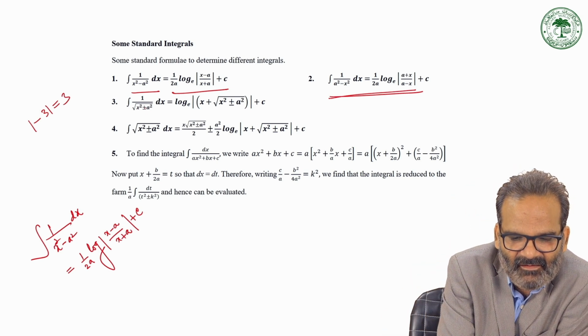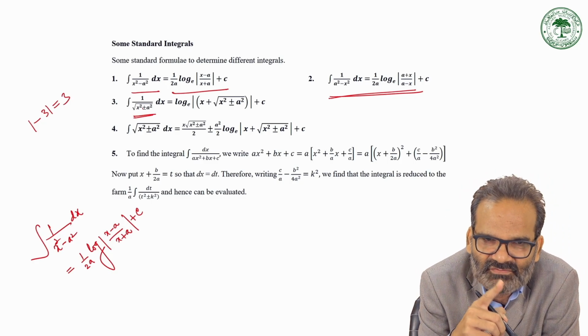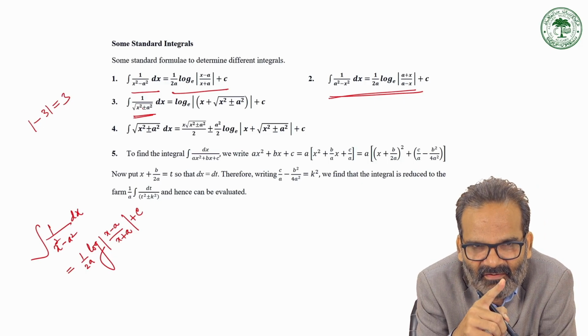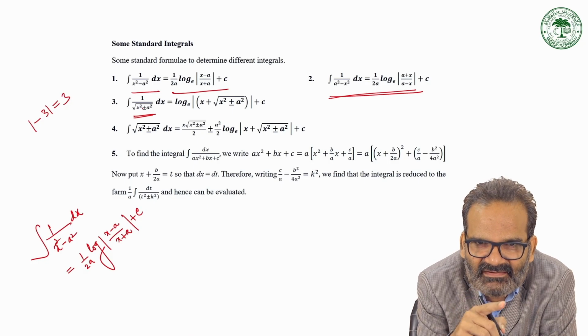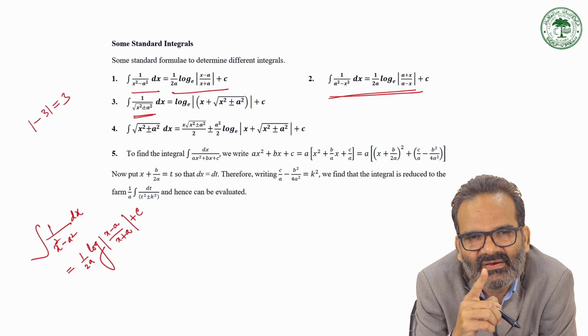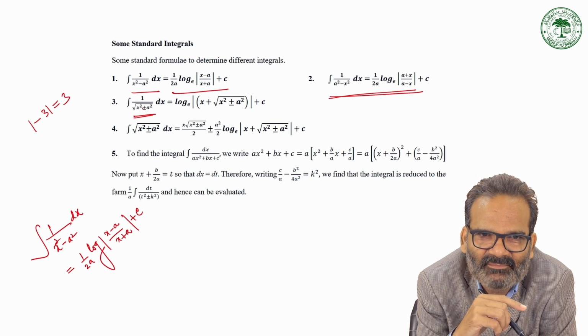Formula 3: 1 upon square root of x square plus a square. I have taken plus minus both, so the formula works for both. If you are taking 1 upon root x square plus a square dx, its integral will be log of x plus root x square plus a square, plus c. And if you take 1 upon root x square minus a square dx, then its formula will be log of x plus root x square minus a square, plus c.